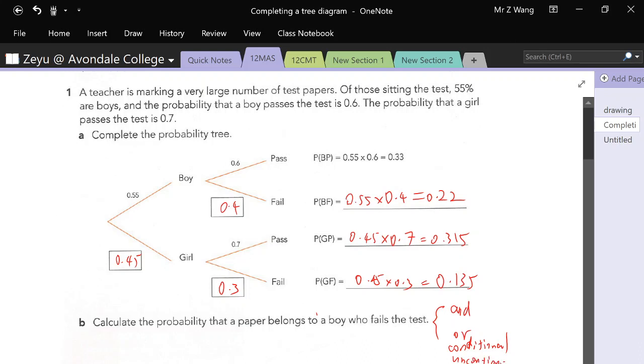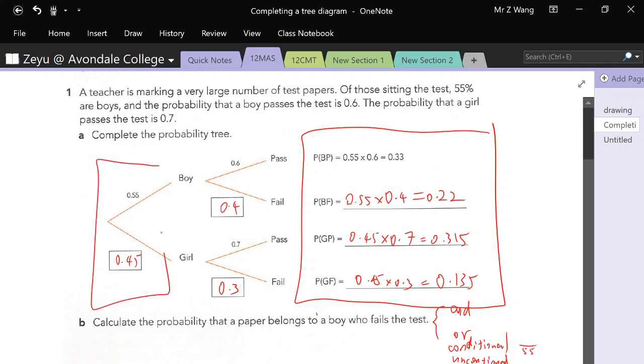By conditional we mean it's no longer out of 100, it's out of a smaller number, let's say 55. Unconditional is out of 100. So that's the larger picture. These are unconditional because they are all out of 100.